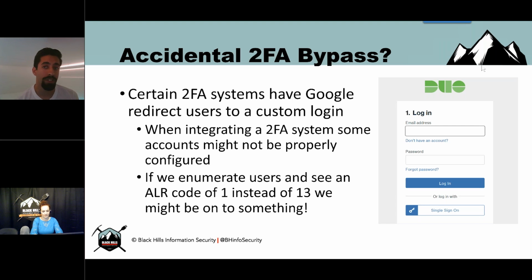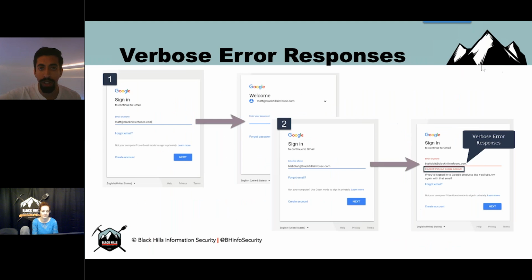When we were doing a test for one of our customers, and we were essentially username enumerating with this technique, looking at those ALR codes, we noticed, and they were using Duo 2-factor, so ALR codes of 13 were expected, but we were noticing some that were responding with an ALR code of 1, which means, just like we kind of saw before, the standard Google login.